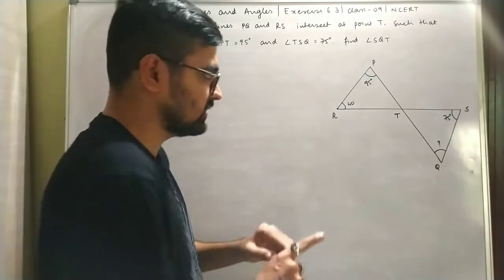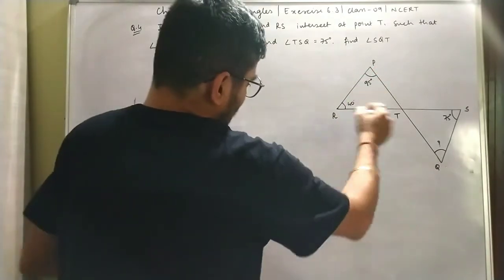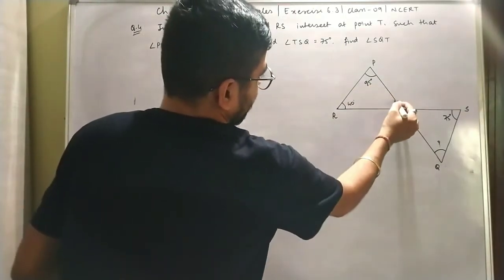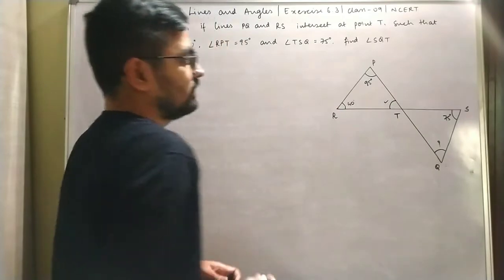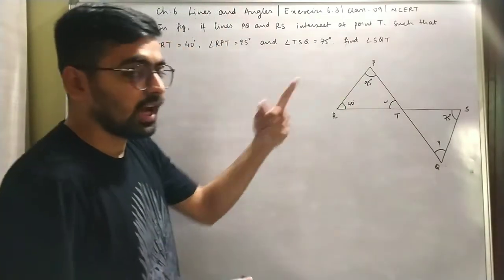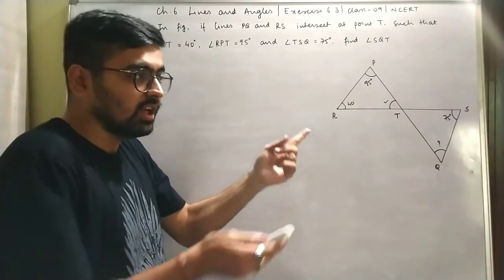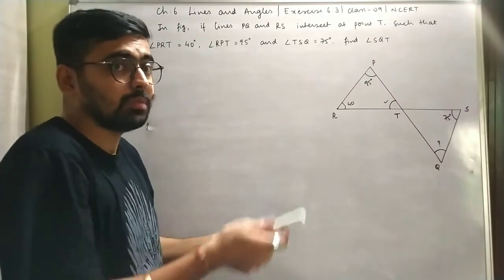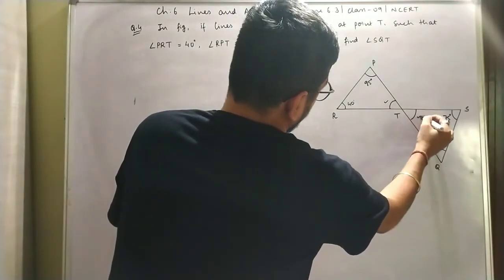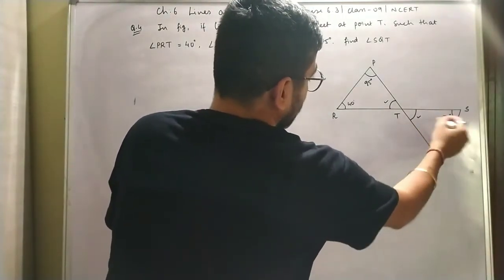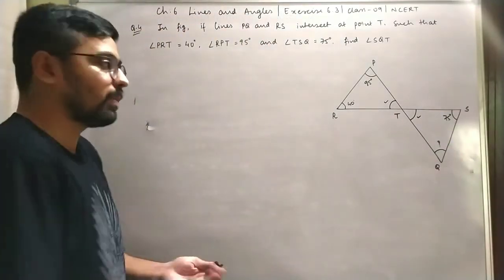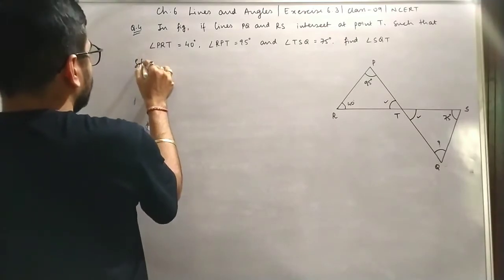Now understand the concept. What to do? For the triangle PRT, I know these two angles, so I can easily find out this particular angle. Correct? Simple. Once I get to know this angle, I know when two lines intersect each other, the opposite angles, which we called vertically opposite angles, so this and this angle are going to be equal. Now again I will get to know these two angles and I can find the third angle using the angle sum property. Correct? So it is a very simple problem.